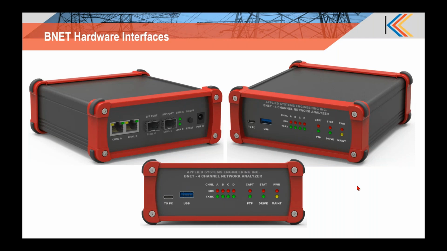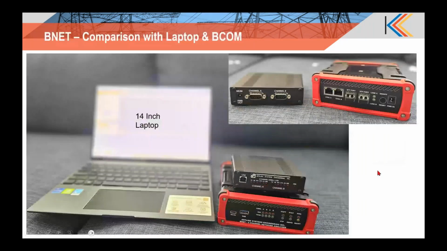And we've got another slide that'll show a comparison of the BNET and the existing ASE 2000 BCOM unit. So roughly 6.5 by 6.5 by 2.5. As I said, it's compact. It easily fits inside a bag or a small case, and it's not much larger than what we have for the BCOM, but a much more powerful processor inside.